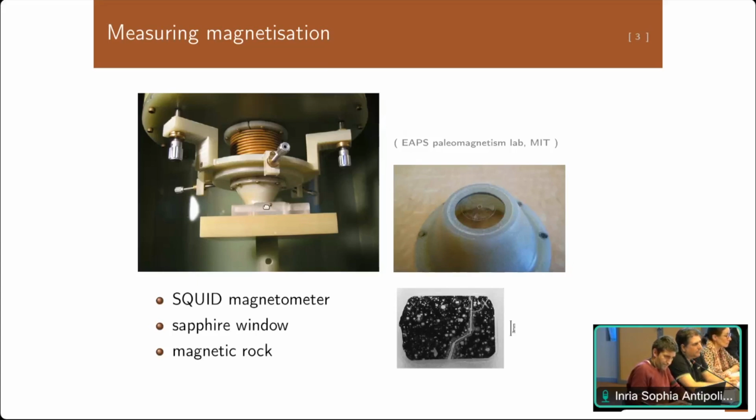And the magnetometer sees the sample through this sapphire window, which is inverted here upside down. And as the sample moves, so the support under it moves horizontally, the measurements are collected point by point in the direct vicinity of the sample, but above it.